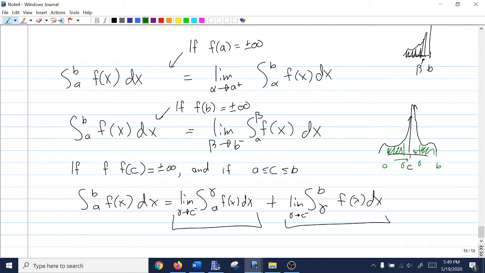Now let that gamma go this way. It might be good to give them different letters. It doesn't matter. The key thing is you have to compute the two separately. And this is only defined if both limits are finite. So this is if the function goes to infinity at a point.